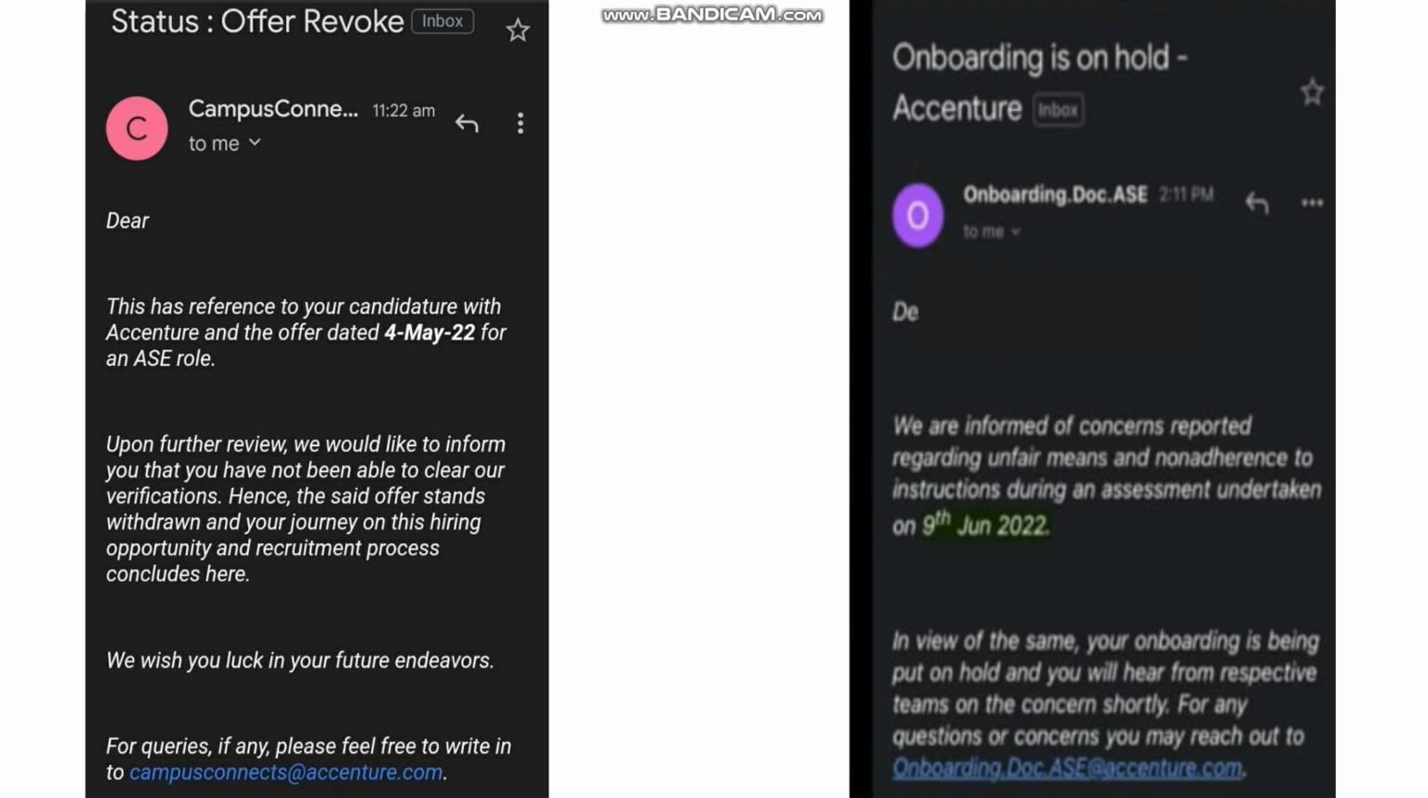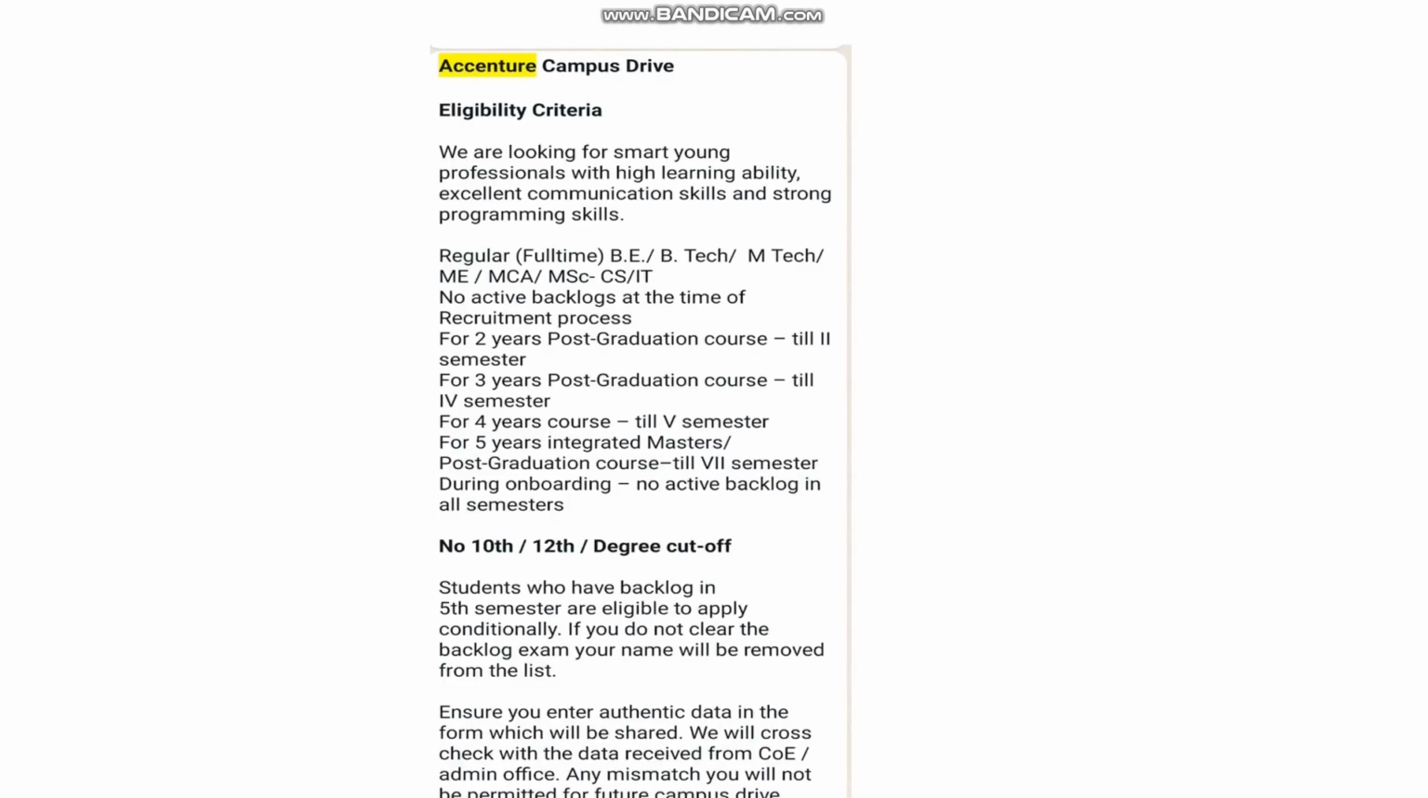Another reason has also been rumored, that is due to percentage eligibility criteria. I want to clear up in this video that there is no eligibility criteria in Accenture for percentage or marks cutoff. As you can see over here, eligibility criteria: no 10th, 12th and degree cutoff. So this is the eligibility criteria for Accenture. The only eligibility criteria is no active backlogs in all semesters during onboarding.